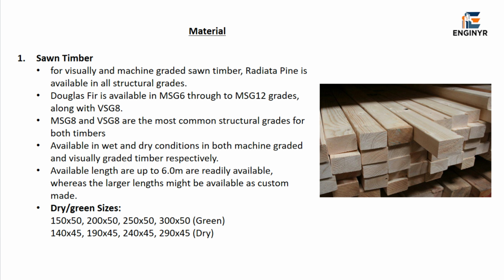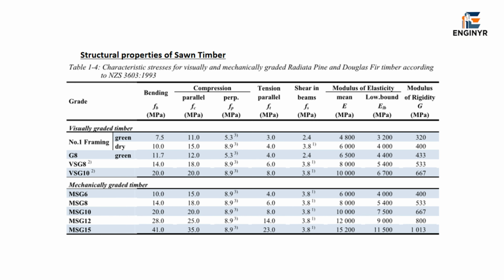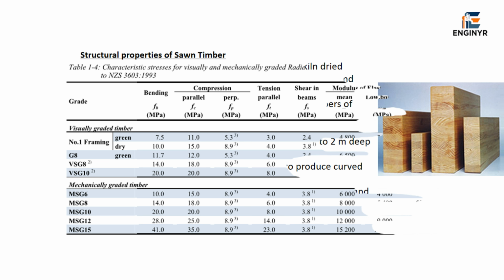Common sizes include 150 by 50, 200 by 50, 250 by 50, and 300 by 50 millimeters in green timber, and 140 by 45 up to 290 by 45 in dry timber. This table summarizes the structural design properties of sawn timber, including bending strength, tension, compression, shear capacity, and modulus of elasticity for each grade. These values are what engineers use directly when sizing members for a portal frame.